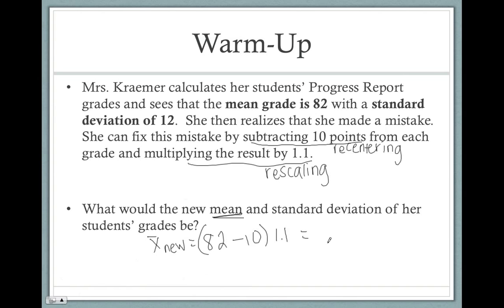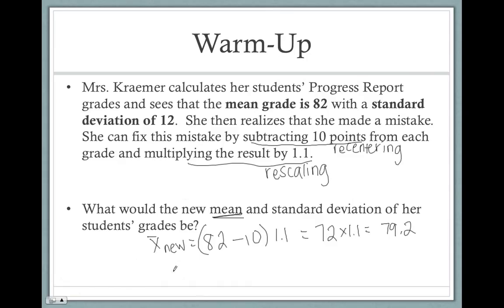So 82, if we subtract 10, we end up with 72. If we multiply that by 1.1, we end up with 79.2. So the new mean would be 79.2. This keeps us from having to recalculate each individual grade, which we don't even have. We can just apply that transformation directly to the mean.